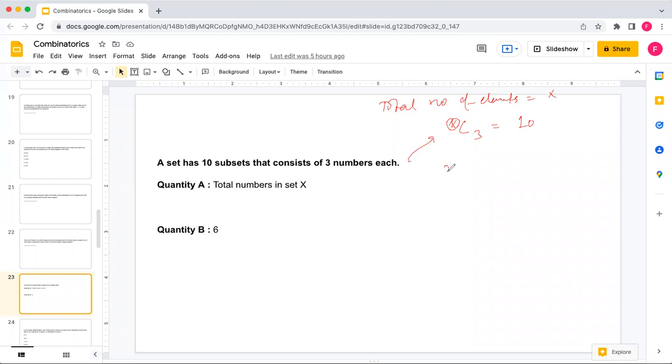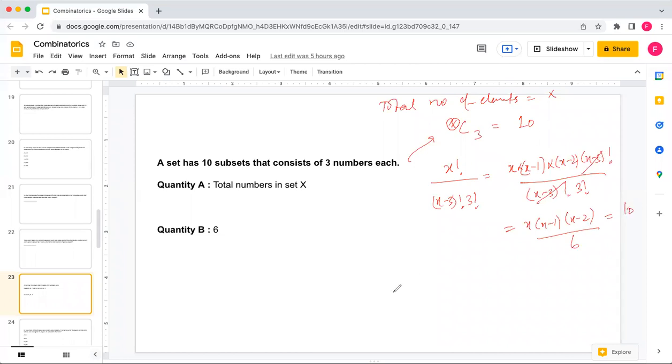So if you open this, this is x factorial divided by (x minus 3) factorial into 3 factorial. Proceeding further, this is x into (x minus 1) into (x minus 2) into (x minus 3) factorial divided by (x minus 3) factorial into 3 factorial. This will cancel out, and this will be x into (x minus 1) into (x minus 2) divided by 6. This is equal to 10. So x into (x minus 1) into (x minus 2) is equal to 60.